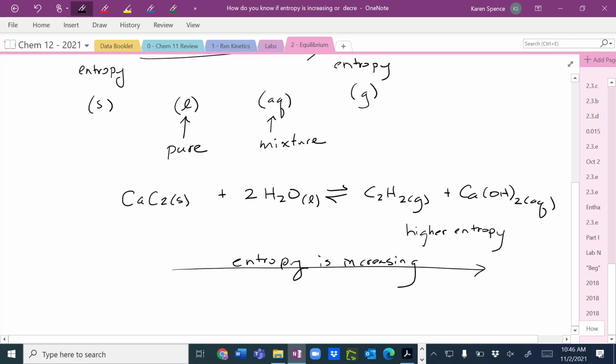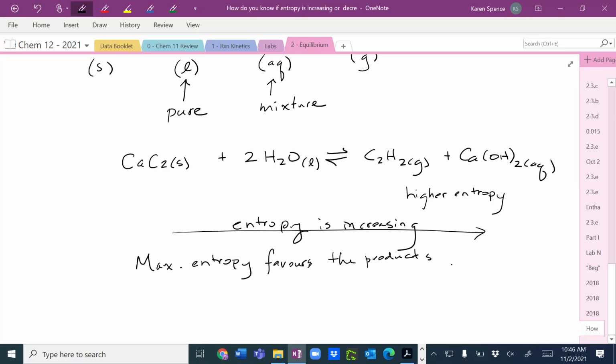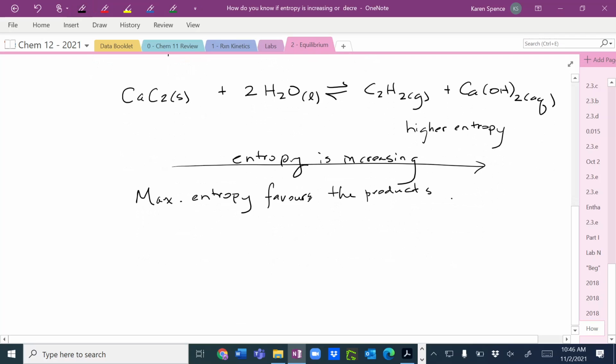So that's what you do in terms of telling whether it's increasing or decreasing. And we could say here that the maximum entropy, therefore, favors the products, because remember, nature likes everything to be as random as possible. Did that answer your question? If you're wanting more examples, there are some on page 48 in Hebden that you can take a look at.